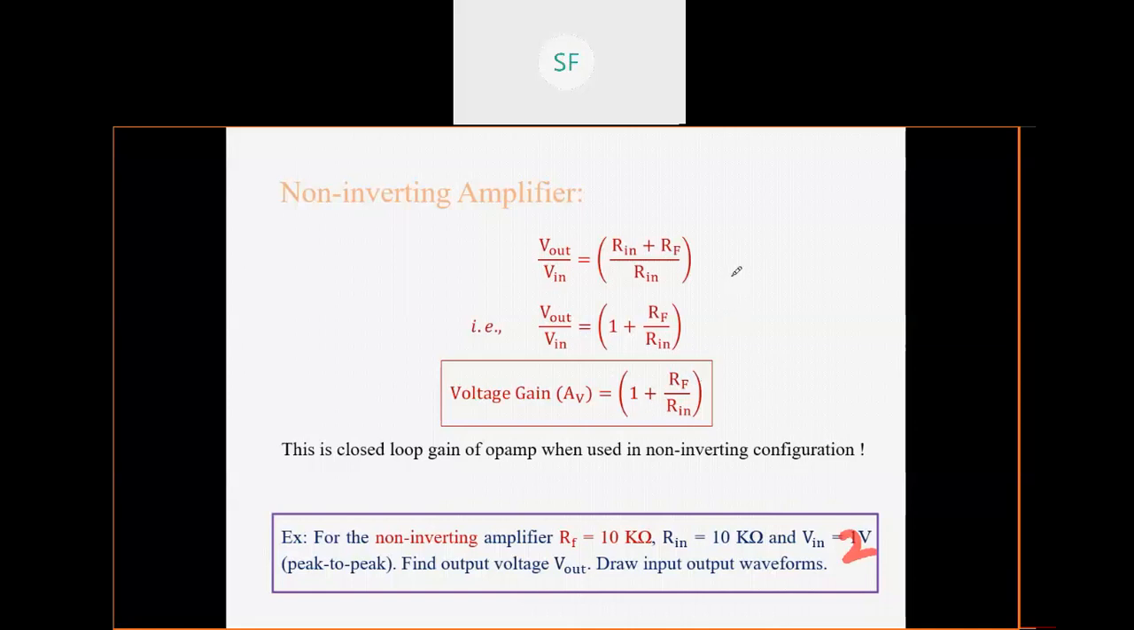For the positive half cycle, you will get the positive half cycle only. Why? Because there is no negative sign. In the earlier case, in the inverting amplifier, there was a negative sign; that's why we had an inverted output. But here, the output will be the same as the input, the only difference being that it will be amplified. If you observe the gain, the RF value is 10k and Rin is also 10k. So the total gain becomes 1 plus 10 upon 10, which is 1 plus 1, so the gain will be 2. That means your output will be 2 times your input.